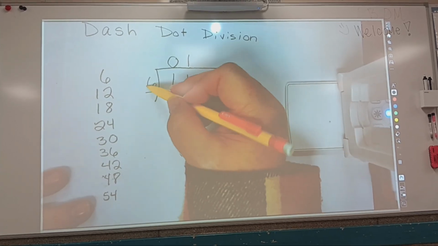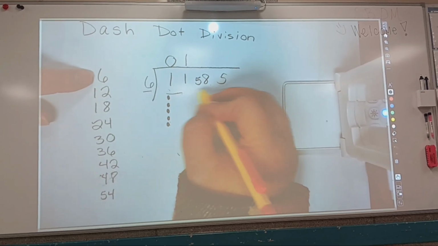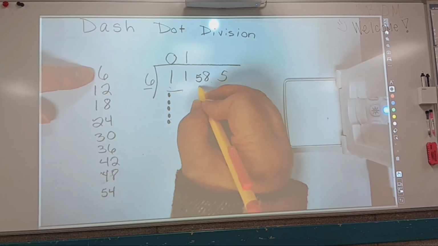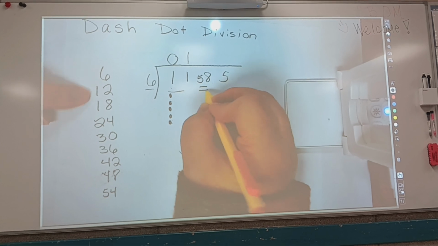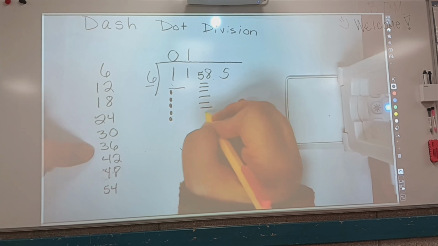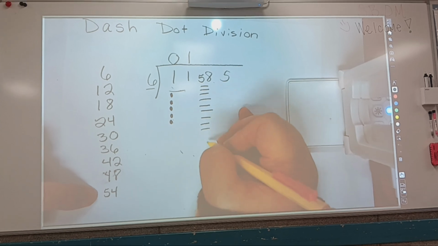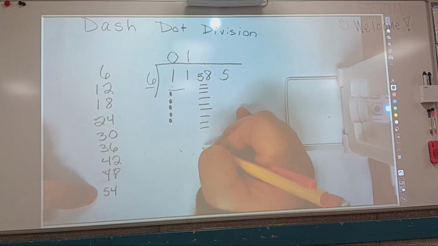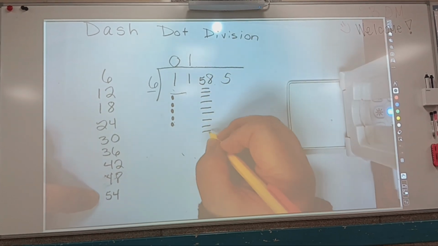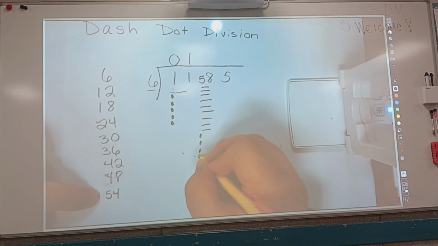So now I'm dividing 6 into 58. Again, every time I skip count by a 6, I'm going to put a dash underneath. So 6, 12, 18, 24, 30, 36, 42, 48, 54. Now, as you can see, if I went one more, that would be 60. And so that would be times 10, and we don't do that. 54, 55, 56, 57, 58.